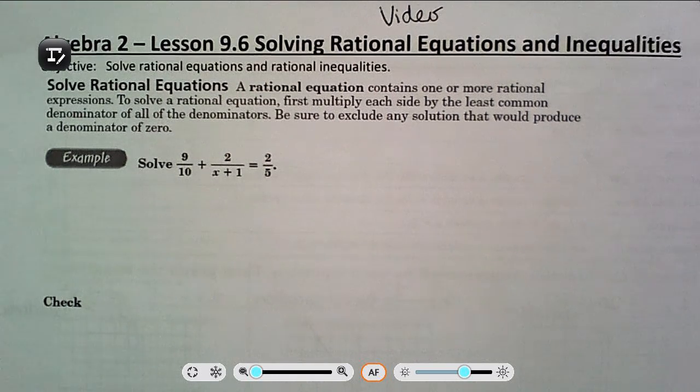Welcome to lesson 9.6 on solving rational equations and inequalities. Today we're going to solve rational equations and inequalities. A rational equation contains one or more rational expressions. To solve a rational equation, first multiply each side by the least common denominator of all of the denominators. Be sure to exclude any solutions that would produce a denominator of 0.